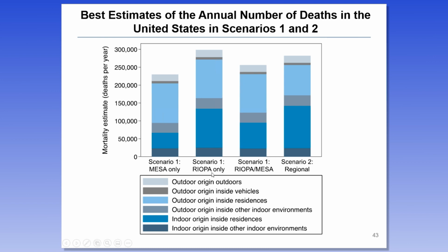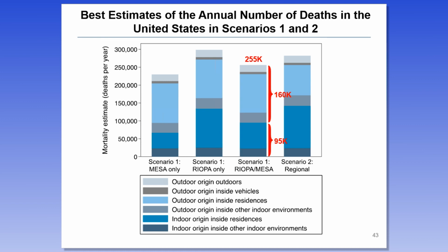And then it's organized here by the darker blue bars. The bottom two darker blue bars for each scenario are indoor origin sources, or those with mortality attributed to indoor sources in different microenvironments. And then the lighter blue and gray bars are those attributable to outdoor sources. And so I'm going to highlight scenario 1, RIOPA/MESA.